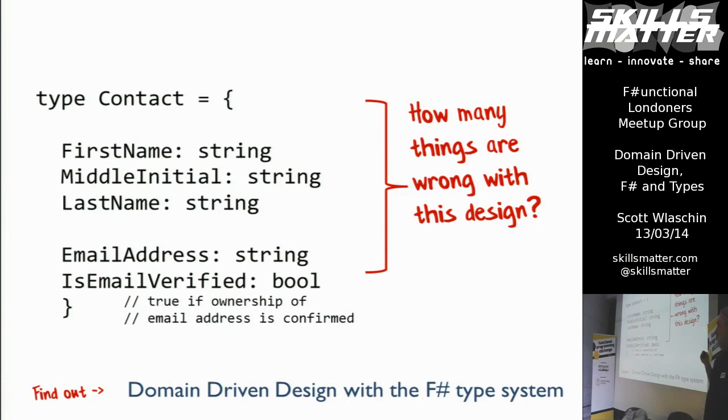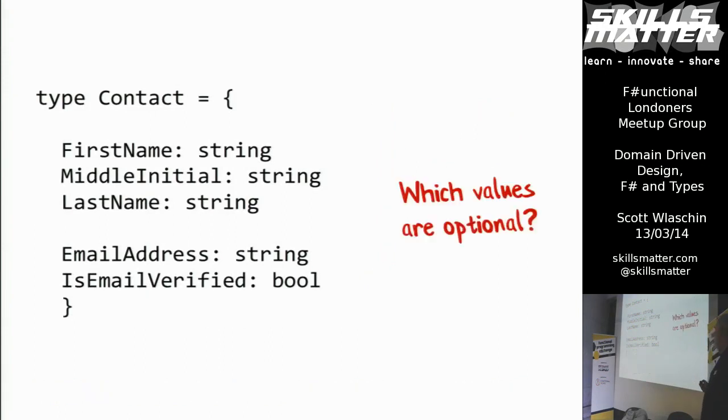And I suggest there's actually quite a lot wrong with this design. In fact, I think there's four things that leap out at me. So the first thing is which values are optional. Some of the values are optional and some of them aren't. Like the middle initial is probably optional, but the first name and the last name are probably not optional at all. But that's not indicated by this code.